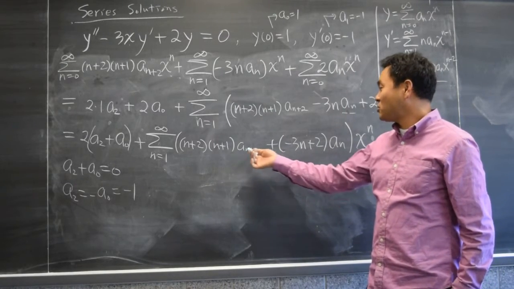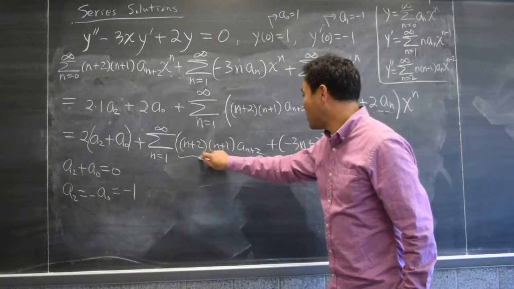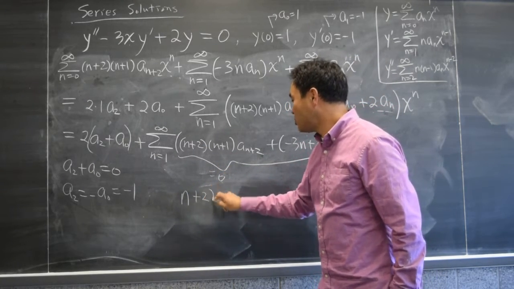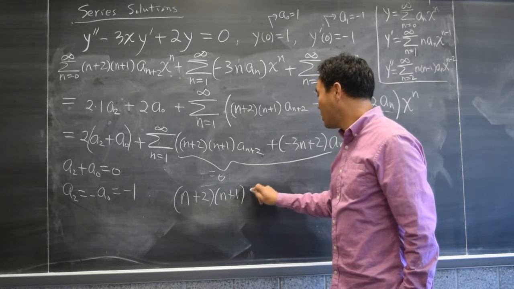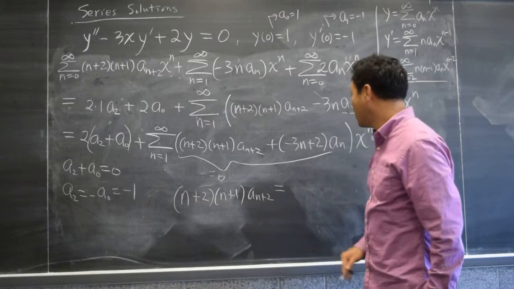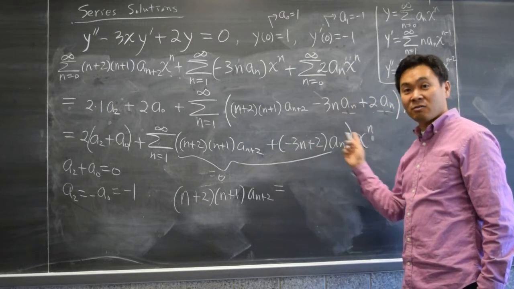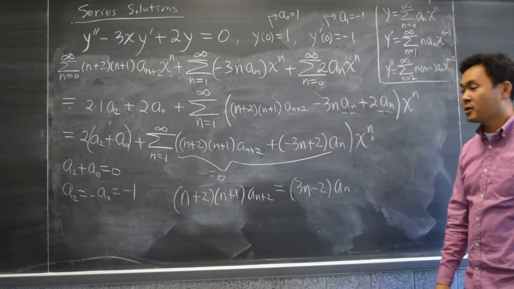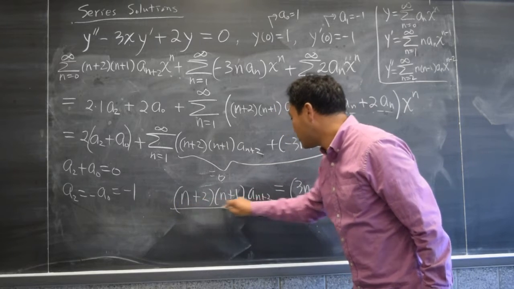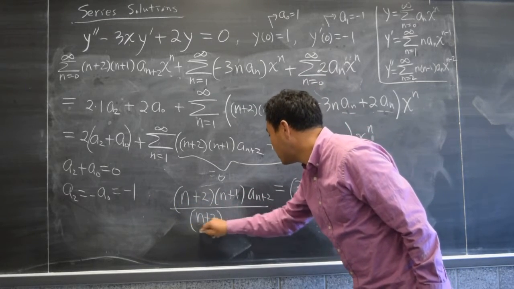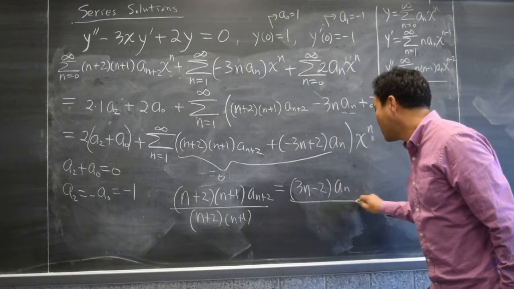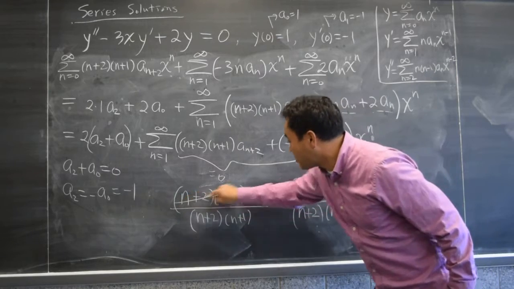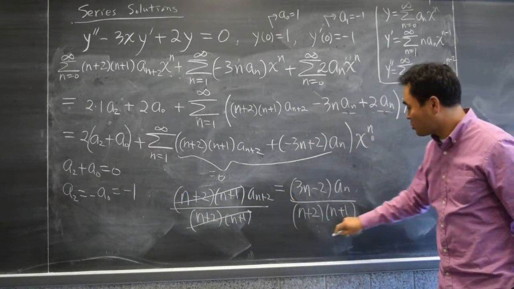Now we will try to solve this. I need this to be equal to 0, right? Equal to 0. So what does that mean? That means n plus 2, n plus 1, a_(n+2) is, if I move to the other side, I get the negative of this, which gives you 3n minus 2 times an, right? And then I can divide both sides by n plus 2, n plus 1, so that after canceling them out, I get a_(n+2) equals to this.